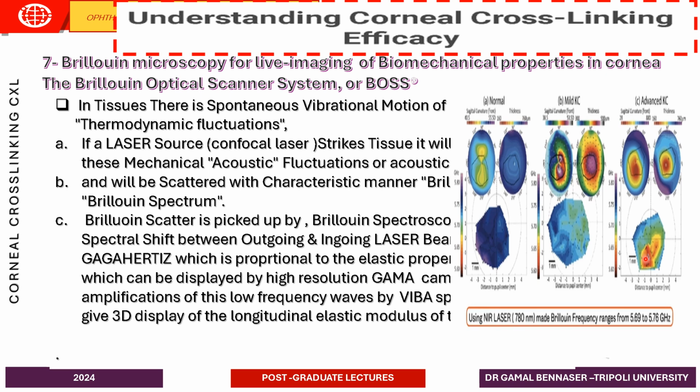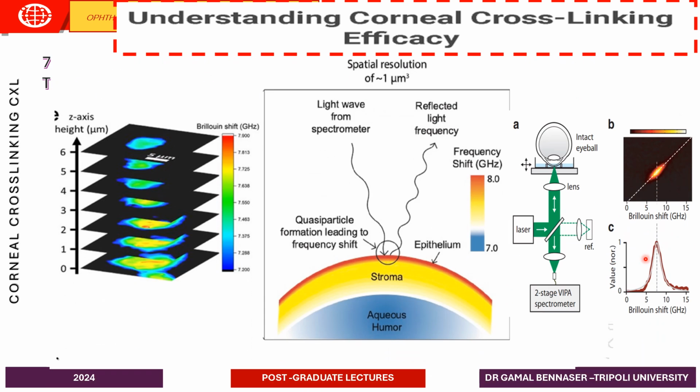So this technology utilizes a near-infrared laser around 780 nanometers, and the backscattered rays are picked up by a special detector, amplified, and then displayed. This is the basic principle of Brillouin microscopy that offers a high-resolution three-dimensional map.